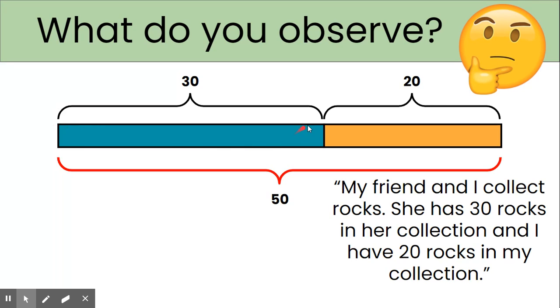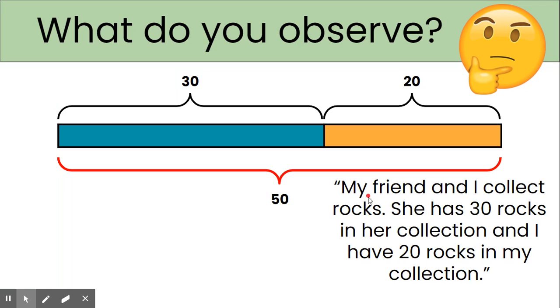This bluish greenish piece has a value of 30. This orange piece has a value of 20. We have a red bracket here at the bottom that is showing us the whole value is 50. There's also a story here.